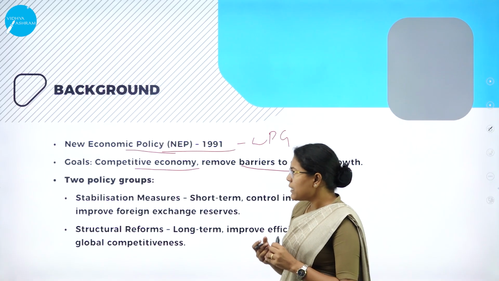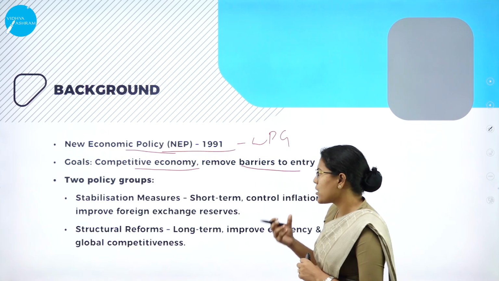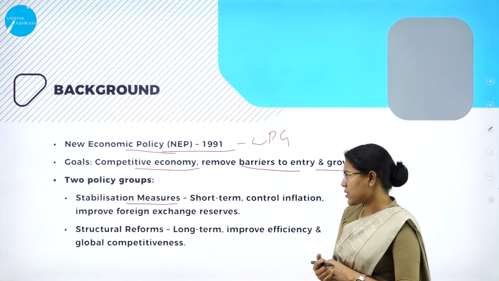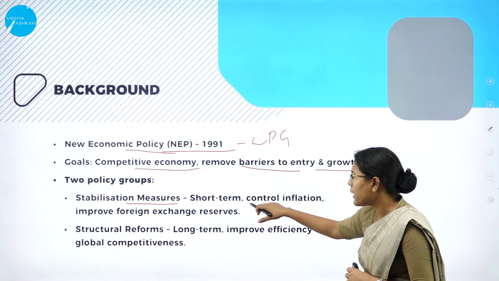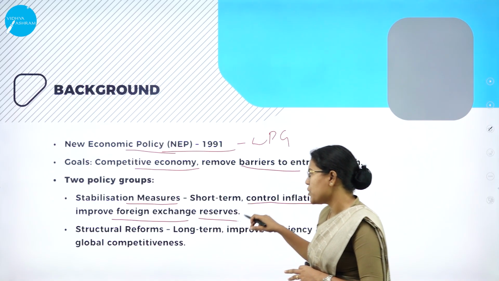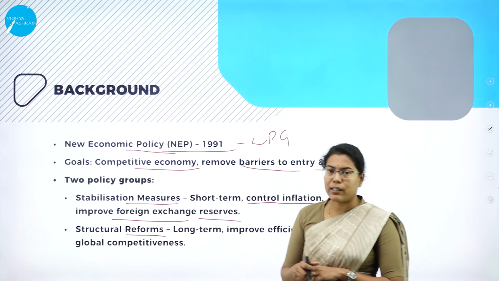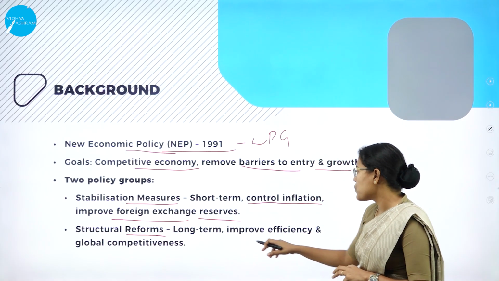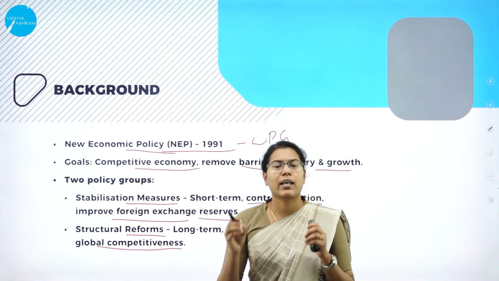So this formulation of new policy was taken with two policy measures. One is stabilization measures. That means stabilization measures were short term and were taken to control inflation as well as to improve the foreign exchange reserves, whereas the structural reforms were taken for a longer period of time, and these were applied only to improve the efficiency and global competitiveness of the Indian economy.